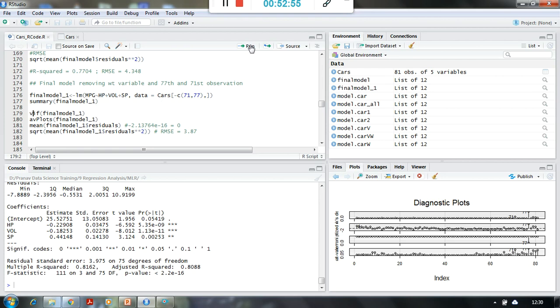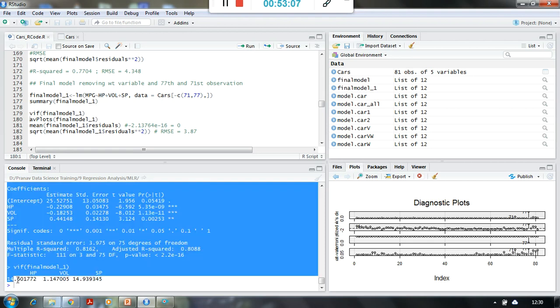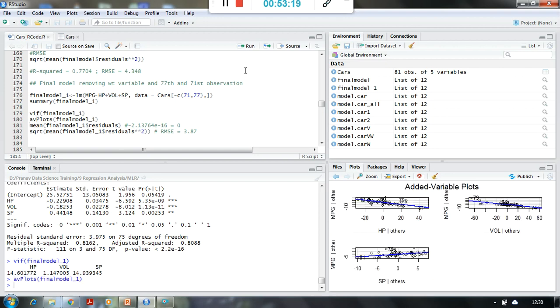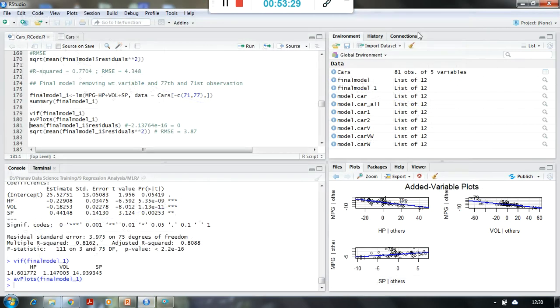What happens if I remove two observations and look at that? It has come down to 14 each. Earlier it was 19 each, and this was around 1 point something. But from 19 to 14 is a significant change that happened when I dropped these two observations alongside the weight column, right? So let us check the AV plot now. Because weight is not there, you can see over here all the three variables are contributing very well in the prediction of MPG.